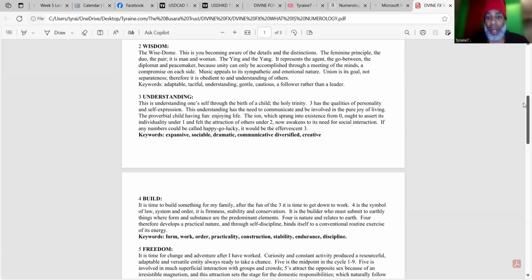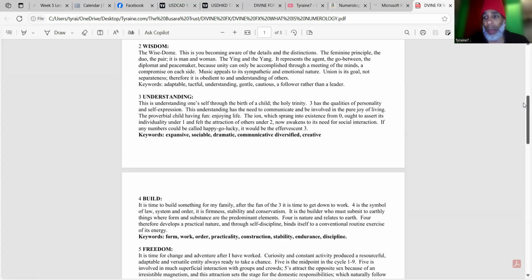The ion, which sprang into existence from zero, ought to assert its individuality under one and felt the attraction of others under two, now awakens to its need for social interaction under three. If any number could be called happy go lucky, it would be the effervescent three. Keywords: expansive, social, dramatic, communicative, diversified, and creative.